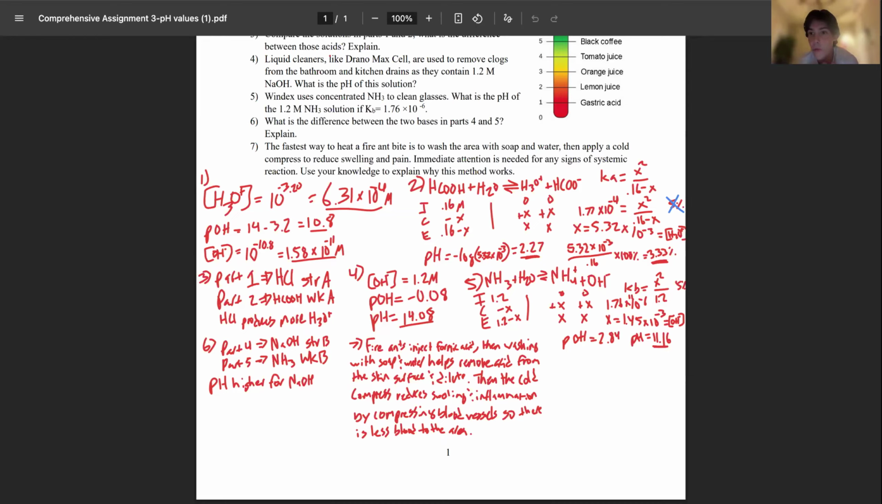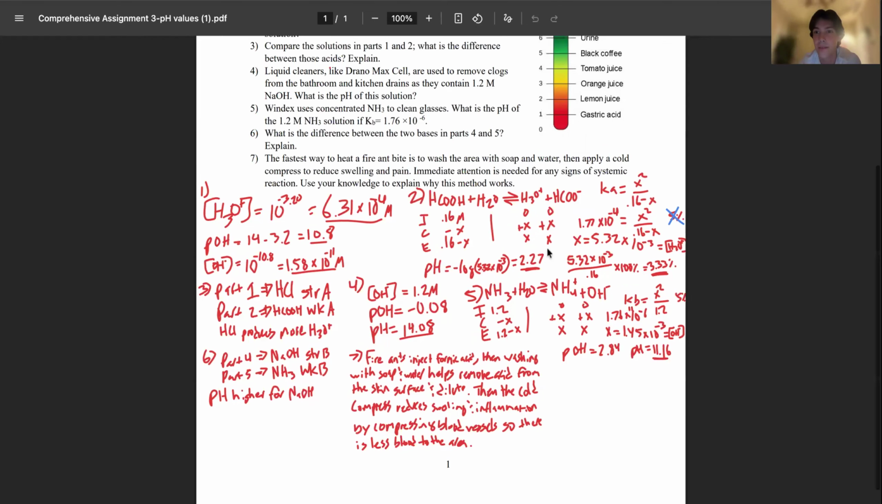And the cold compress is pretty good for the swelling and the inflammation because it makes the blood vessels narrow by compressing them, and it just makes less blood get to the area, so it stops the swelling and the redness, and yeah, that's pretty much it.